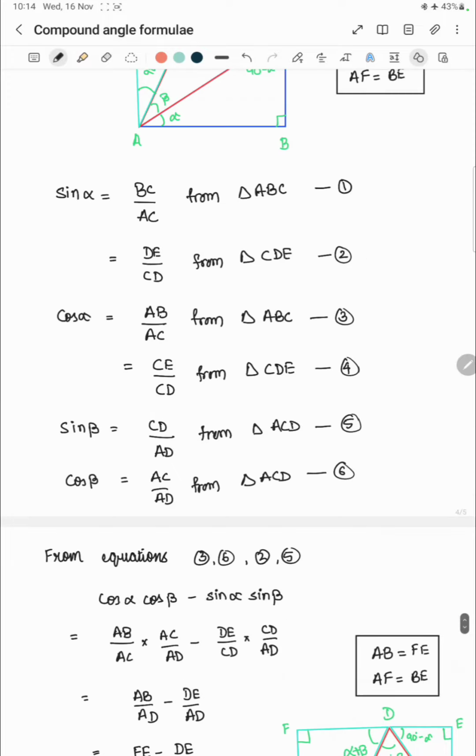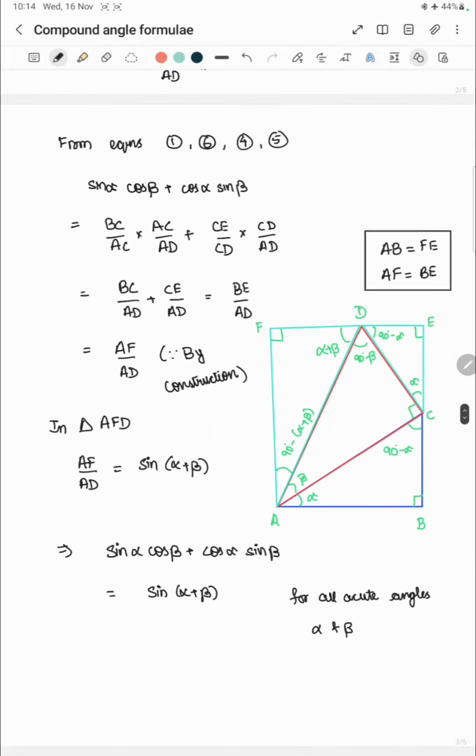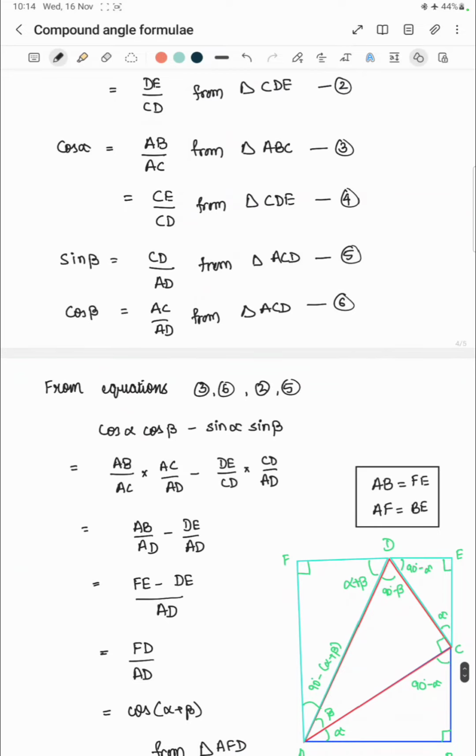Last time what did we pick? 1, 6, 4, 5. Here 3, 6, 2, 5. 6 and 5 remain the same. Why? Because for angle beta we have only one triangle. So 6 and 5 stay the same. Last time we picked 1 and 4. This time we are picking 3 and 2.